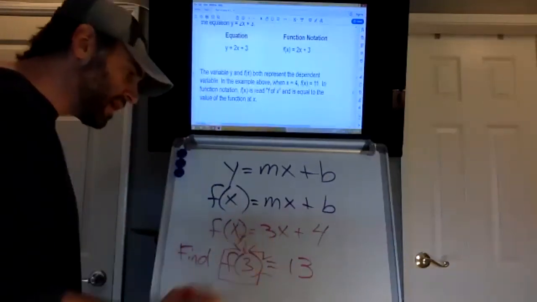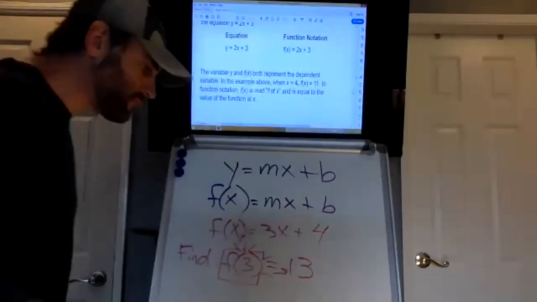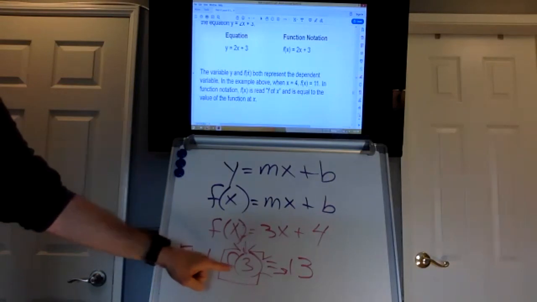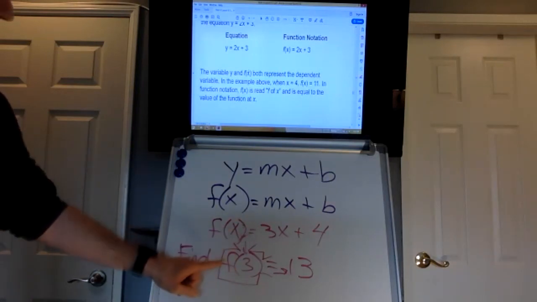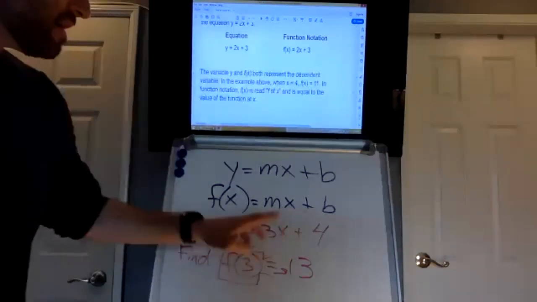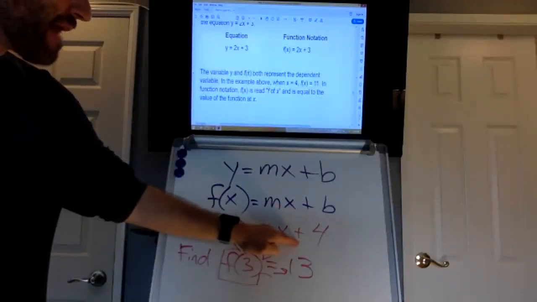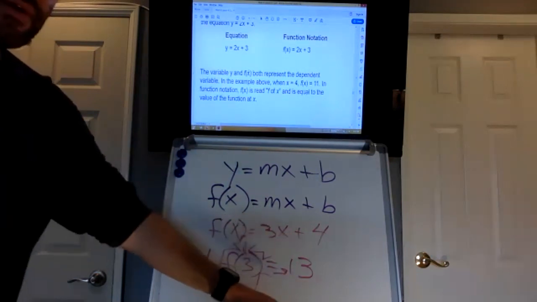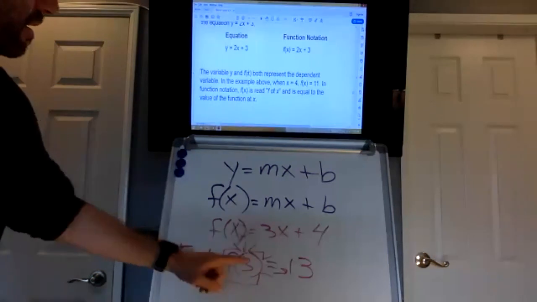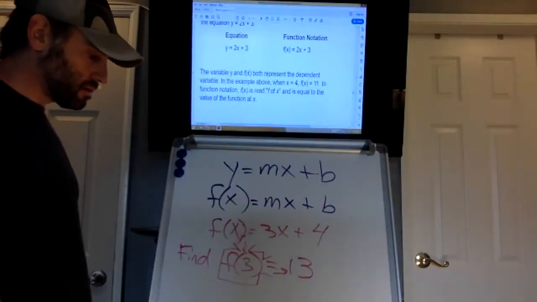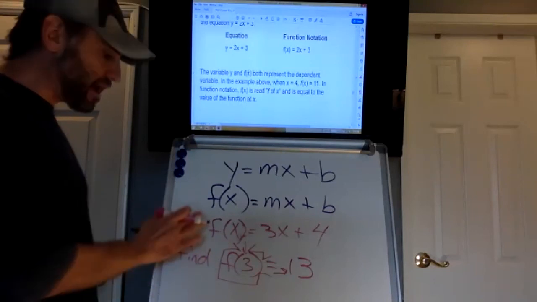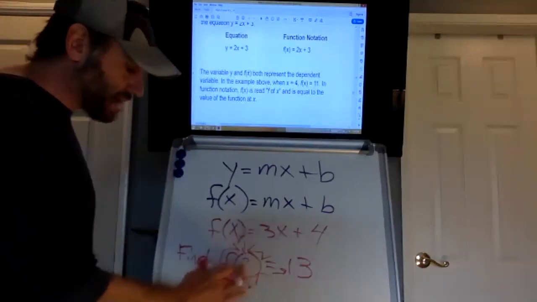You put in a 3. What did you get out? 13. So that's what that is. That notation, when you say a function f of x is equal to this equation, gives you the rule that you're going to follow to get your output based on whatever input you put in there. So in speaking terms, you say f of x, not a function of x? You can say either. What you don't say is f times x.